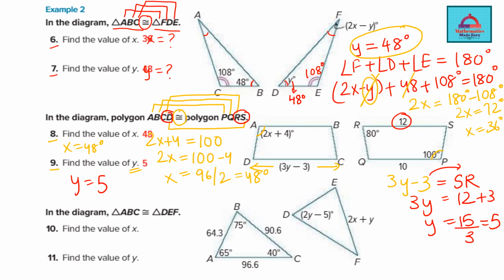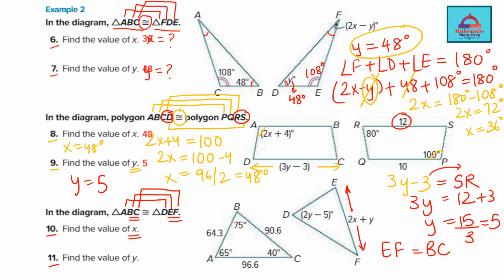Now let's do question 10 and 11 also. For this question, you are given these two triangles. Angle A is going to be equal to D, angle B is going to be equal to E, angle C is going to be equal to F. First, we have to find the value of x. Let's go to the figure and see where x is. X is coming from this line, EF. So let's see, EF is equal to what? EF is equal to BC.